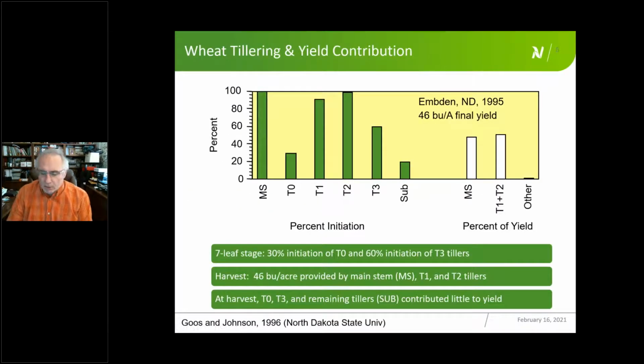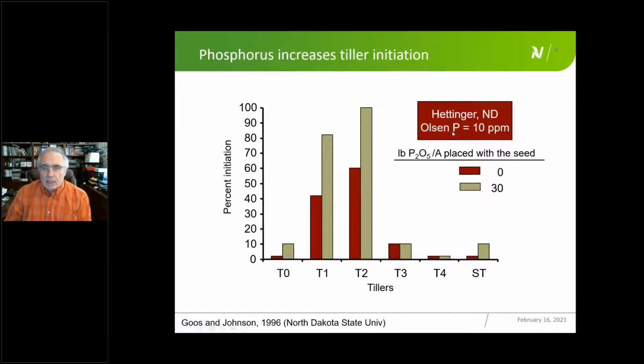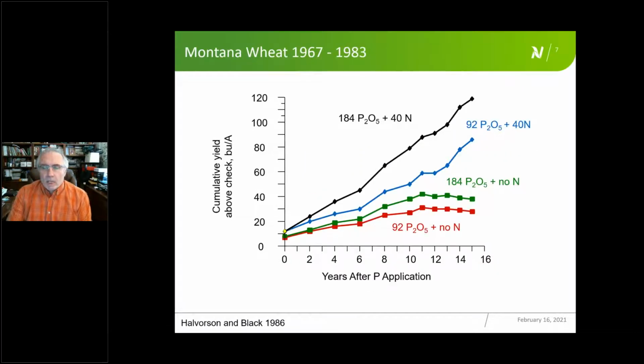So here's the slides from the contribution of the tillers. Again, on the right, you see that the main stem and the T1 and 2 tillers contribute roughly half the yield. Here's the data I was talking about with the phosphorus making a big difference in the initiation of the tillers. And then here we have the long-term value of phosphate applied even from a single application, with that phosphorus contributing to greater yield throughout the course of a 15-year study. So you can see the value of maintaining soil tests.